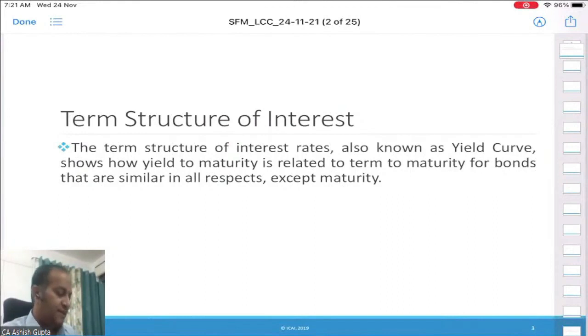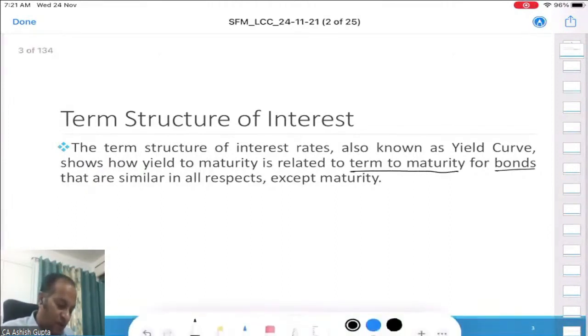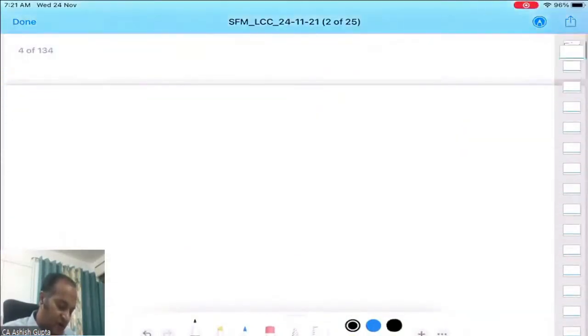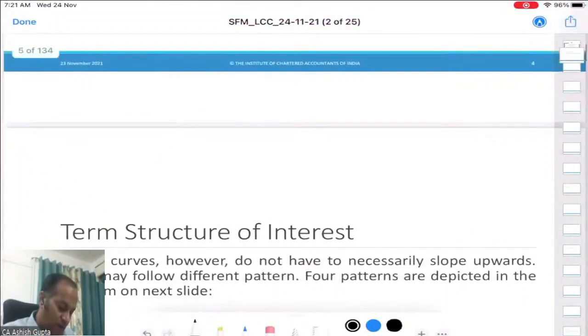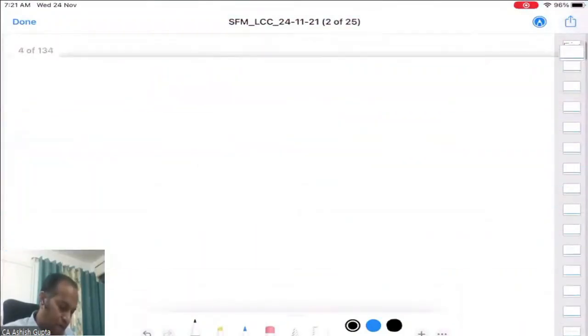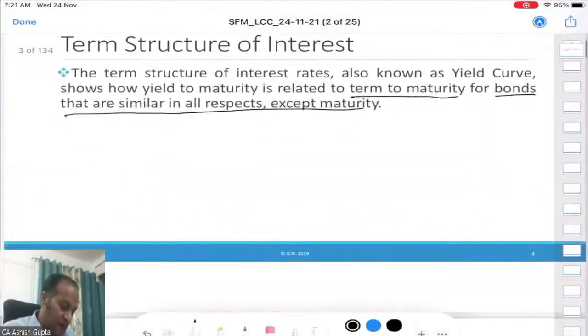Now it says the term structure of interest rate, also known as the yield curve, shows how yield is related to terms to maturity for bonds that are similar in all aspects except the maturity. Now students, when we are solving the question, we come across this much yield. So the term structure can be said to be a kind of yield curve that is mainly for discounting the cash flows.